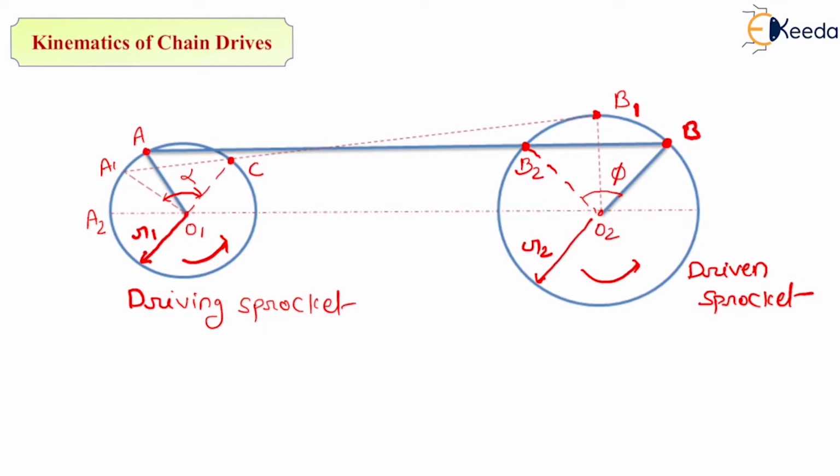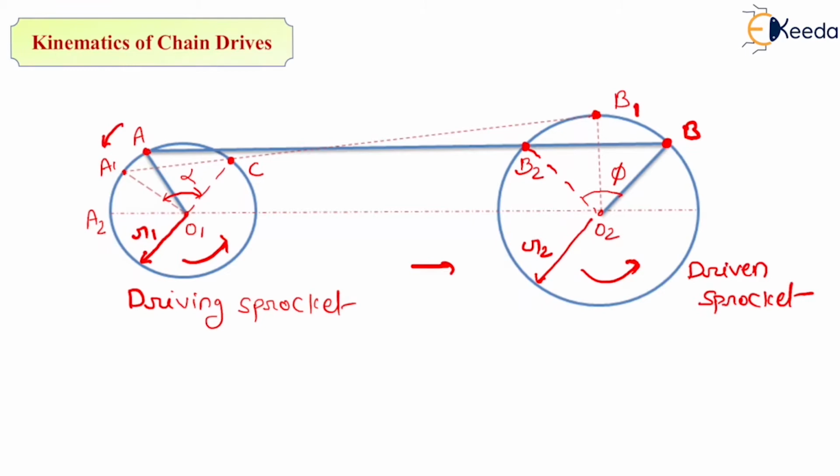When the driving sprocket rotates, the motion is transmitted with the help of the chain to the driven sprocket. The driven sprocket will also rotate, if we are considering an open chain drive, in the same anti-clockwise direction. If we consider the initial position as A, B and the changed position as A to A1, then when the driving sprocket rotates and transmits the motion to the driven sprocket, point B will also change its position to point B1.